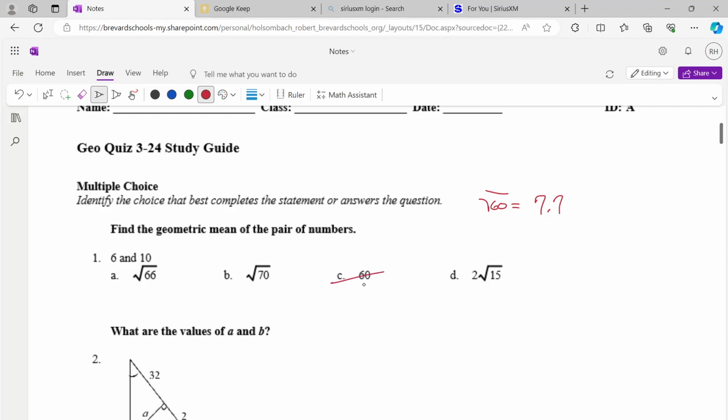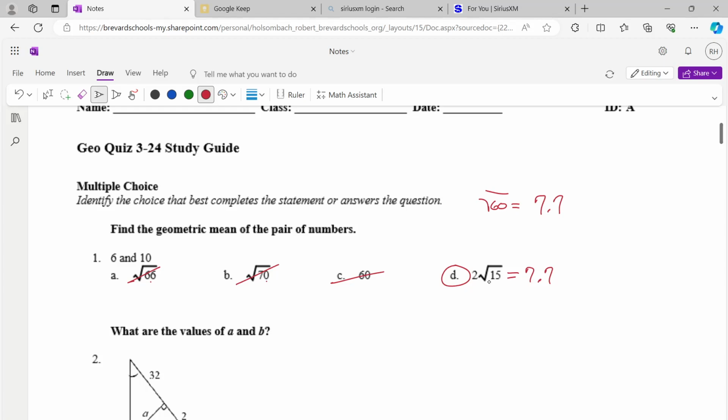So we're going to scratch out the 60. Square root of 66 is not going to equal the square root of 60. And the square root of 70 is not equal to the square root of 60. So the only thing left is 2 times the square root of 15. If you want to verify that in your calculator, push 2 times 15 square root button and hit equals. And we get 7.7. So it's answer choice D.